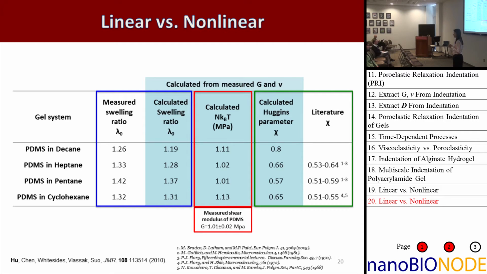But the most interesting part is chi. Chi, remember, describes the enthalpy of mixing. It's a chemical term. So in literature, people have various ways of doing this measurement. And this is a literature reported value. And surprisingly, our calculated value from mechanical testing is very close to the literature reported value.